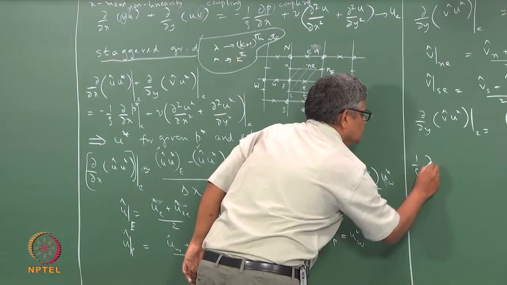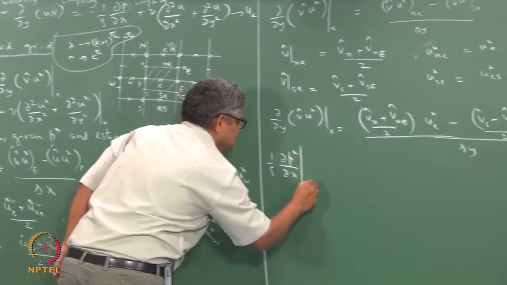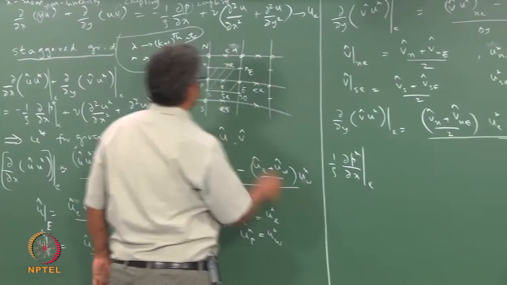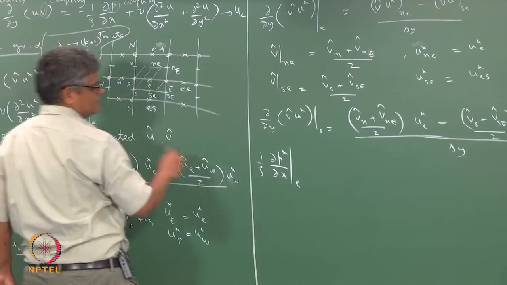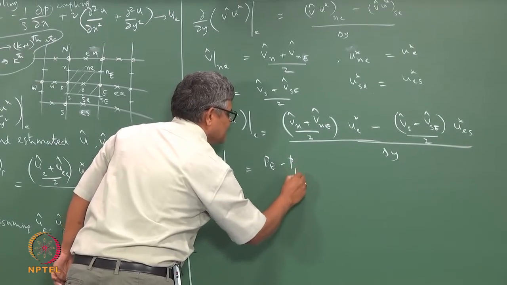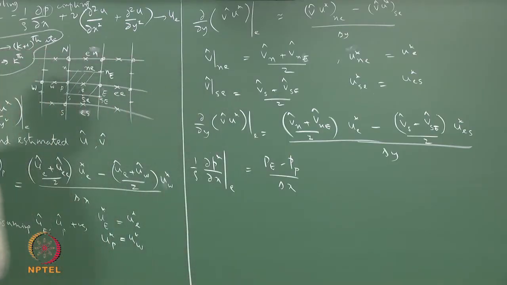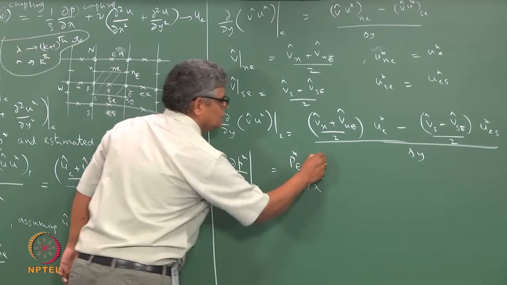So now we have 1 by rho dou p star by dou x at small e. This is variation in the x direction. So we can use the immediate two neighbors at which pressure is evaluated, P capital E minus P capital P, divided by delta x. And here it's a star quantity.